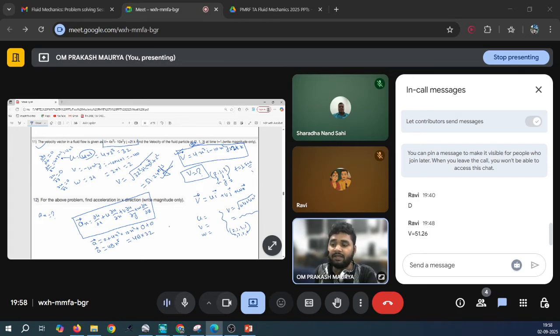Why? Because x value is 2, so here x value is going directly 2. So once you multiply the final expression, let me just multiply: 48 into 32, that is 1536. If everything is meter and second, then you can write meter square per second.